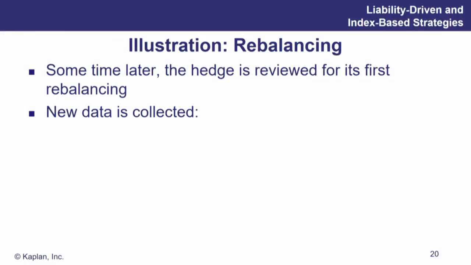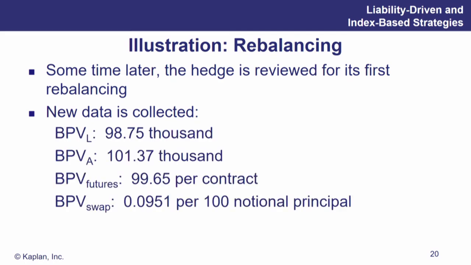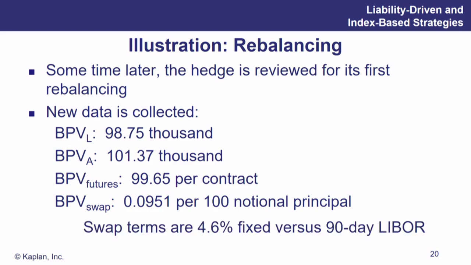We've applied the rules to identify the best portfolio for the duration match. That covered the last module, essentially. Sometimes later, we're looking at the portfolio, we've got to rebalance it. We need to collect new data. We have a new BPV of L, time and conditions have changed. We have a new BPV of the assets we selected. We have a BPV of a future and a BPV of a swap. We can use either of those to make the adjustment.